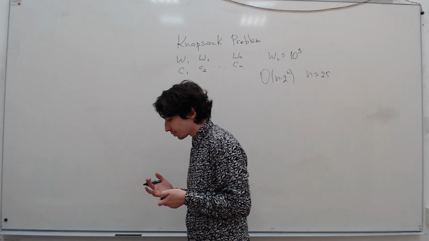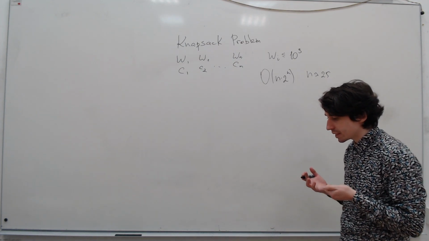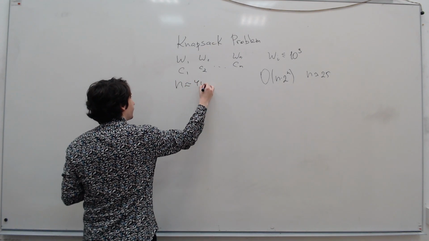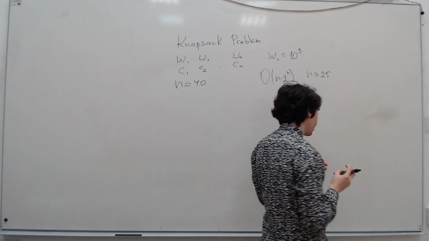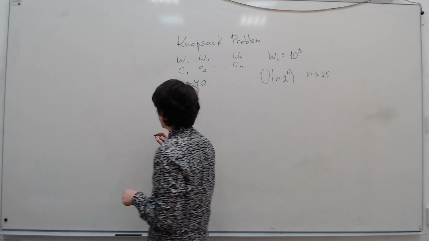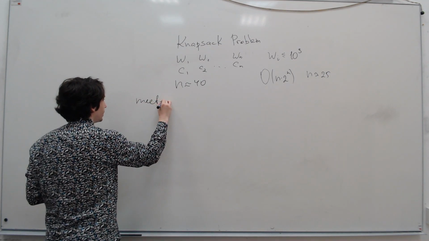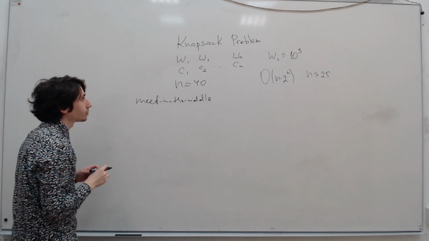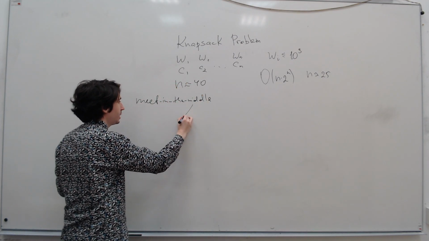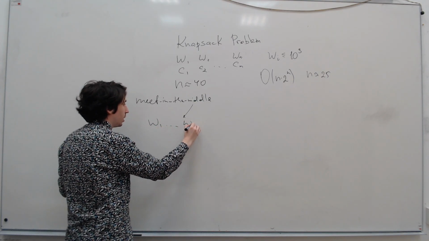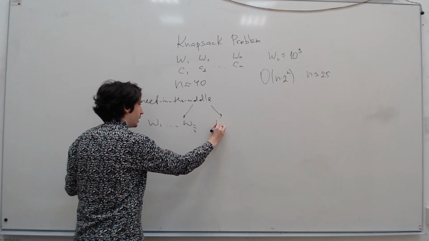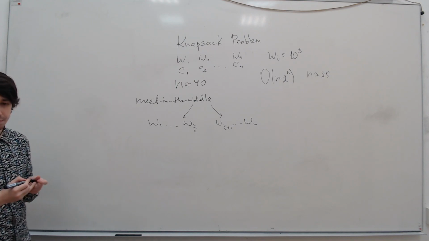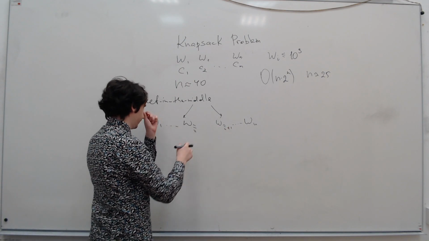However, I will tell you that I can solve this problem where n is approximately 40. How to do that? The algorithm is named meet in the middle. We take all these elements and split them into 2 groups. Element n over 2, and then element n over 2 plus 1, and so on. So you have the 2 groups there.